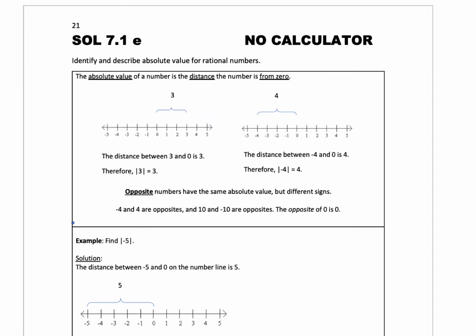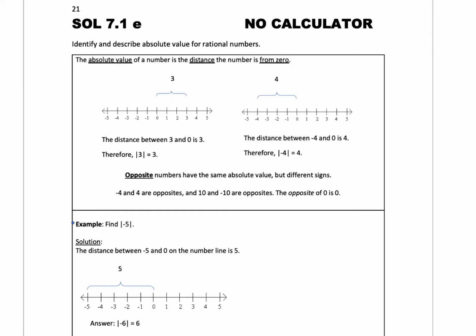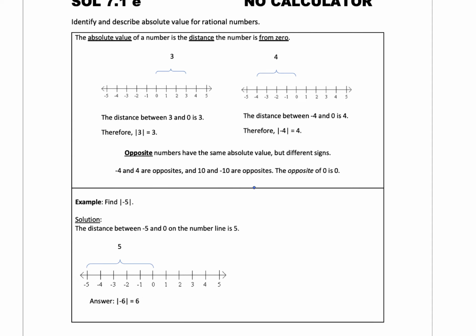The last topic in Strand 1 is 7.1e, which is identifying and describing the absolute value for rational numbers, and this is our final non-calculator section. And the absolute value of a number is just the distance a number is from 0. So if you have the absolute value of 3, you're going to have it with the 2 bars around it. It's not parentheses, it's the straight lines right around. And that's just said as the absolute value of 3.